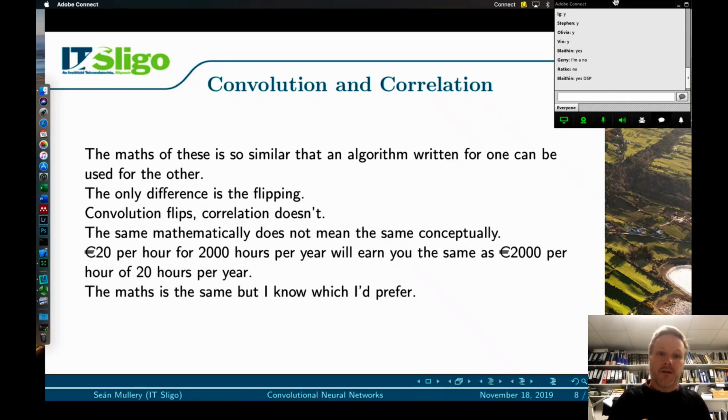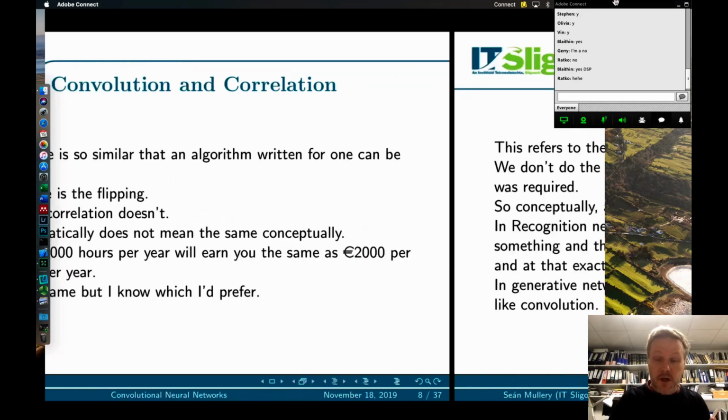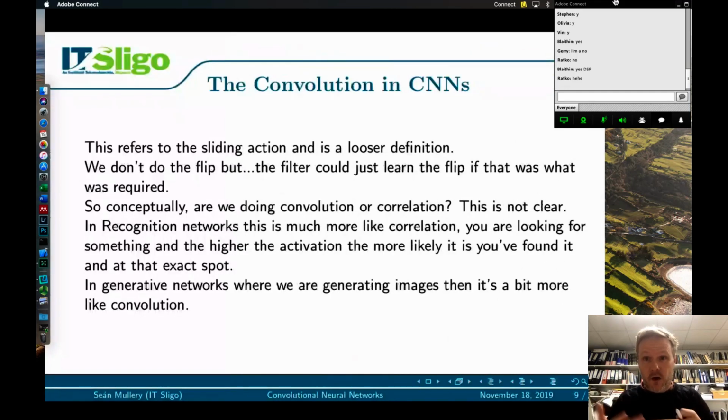I give the example here of two things that are mathematically the same but not conceptually the same. If you're paid €20 per hour and you do 2,000 hours per year, you'll earn the same as if you get €2,000 per hour but only do 20 per year. I know which I'd prefer. I'm sure you do too, but your employer would probably say exactly the opposite. So the maths there is the same, conceptually not the same at all. And this is one of the issues that we have with convolution and correlation. Of course, you can use one to do the other, but conceptually they're not the same thing.